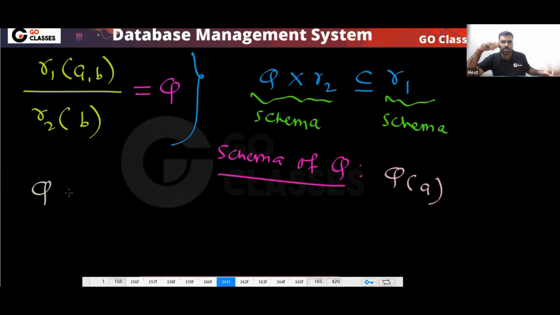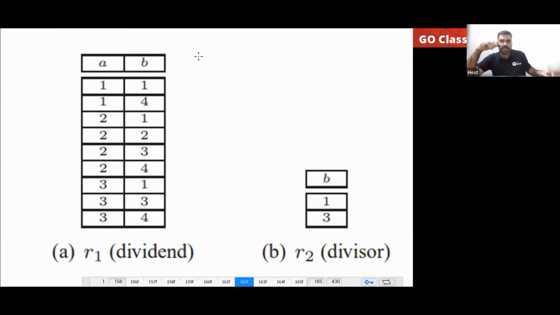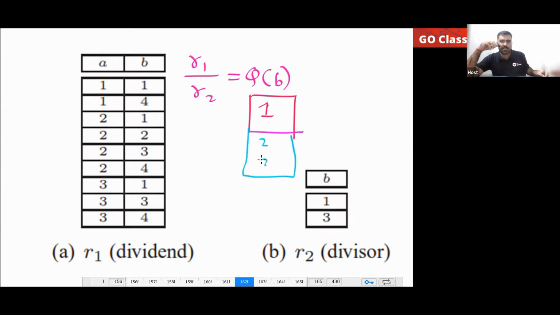This Q cross R2 must be subset of R1. Agree? So tell me, this R1 divided by R2 is equal to Q. And you can notice Q has A. So can I say, will this work? Is this the final answer? You can clearly see this condition is satisfied. Yes. Okay, so before that, you tell me, like 1, 2, 3. Will this be your answer?